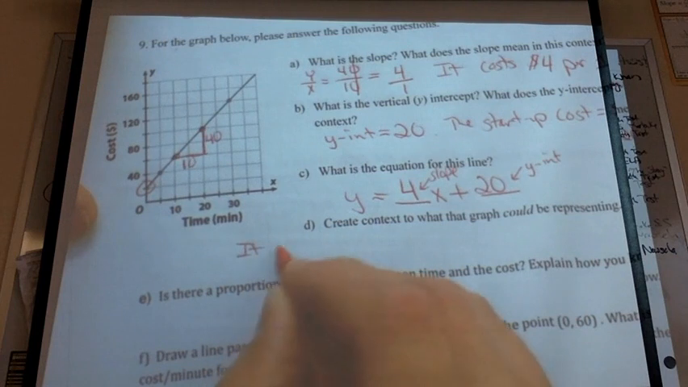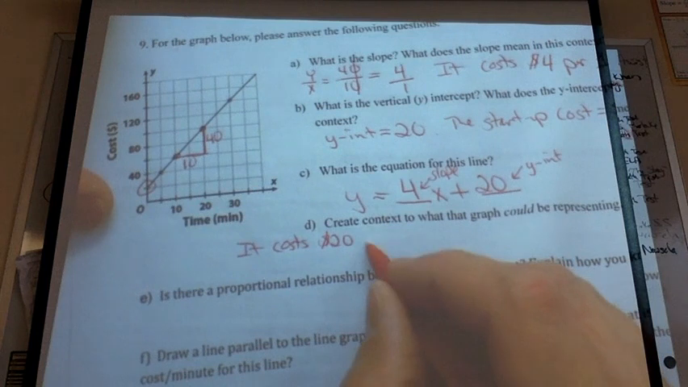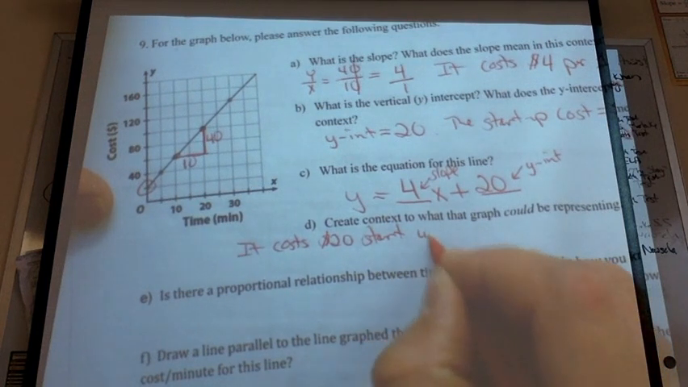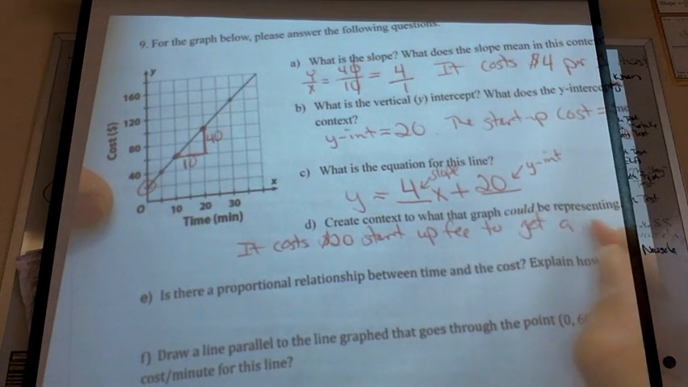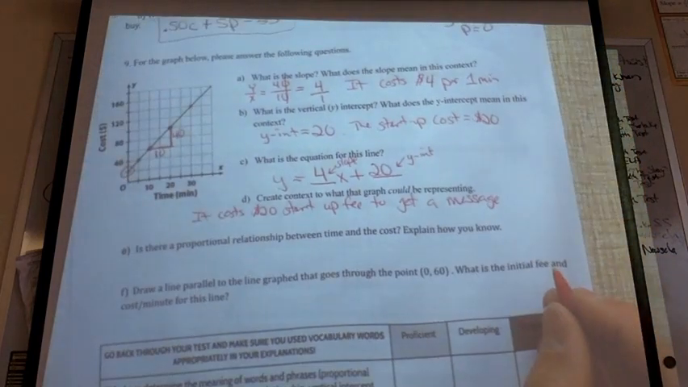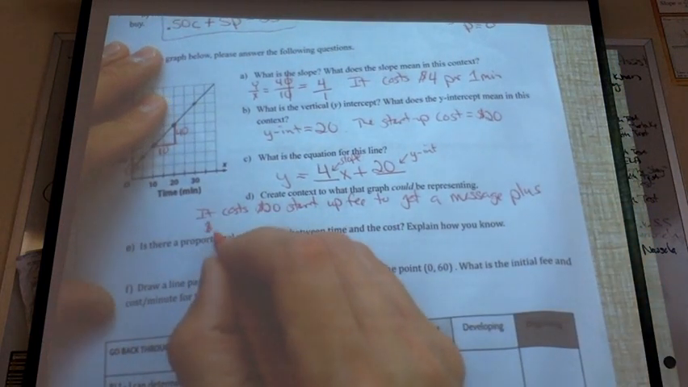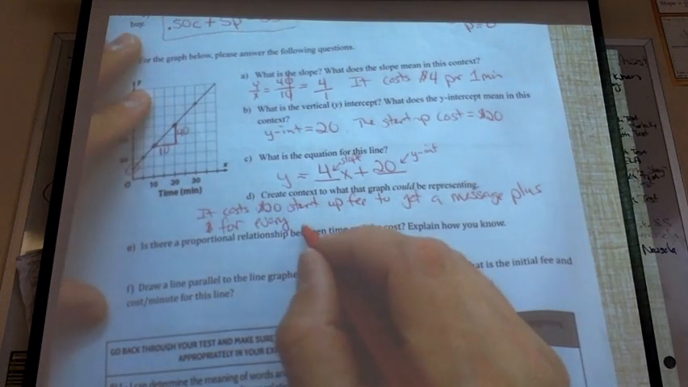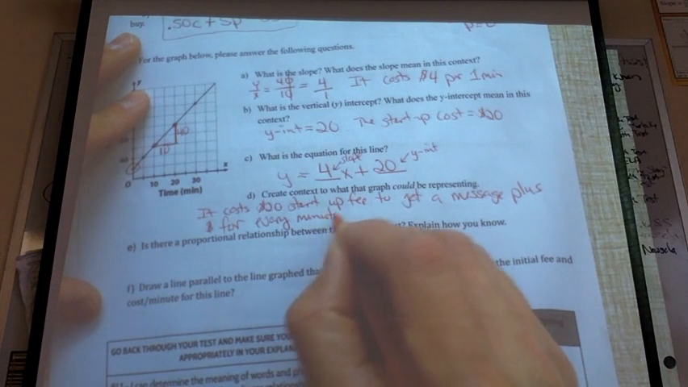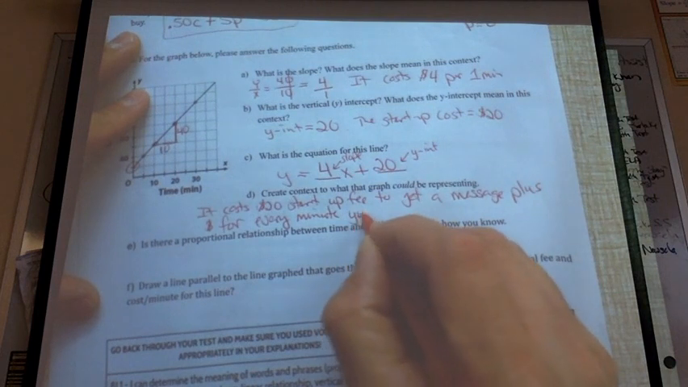So it costs $20 startup fee to get a massage, plus $4 for every minute. Yep, $4 for every minute. I don't know if that's reasonable or not. So every minute you get a massage.